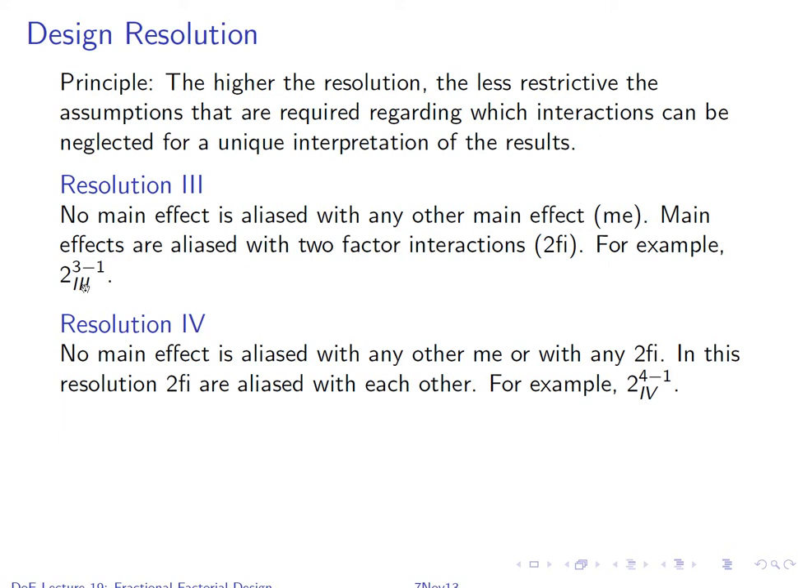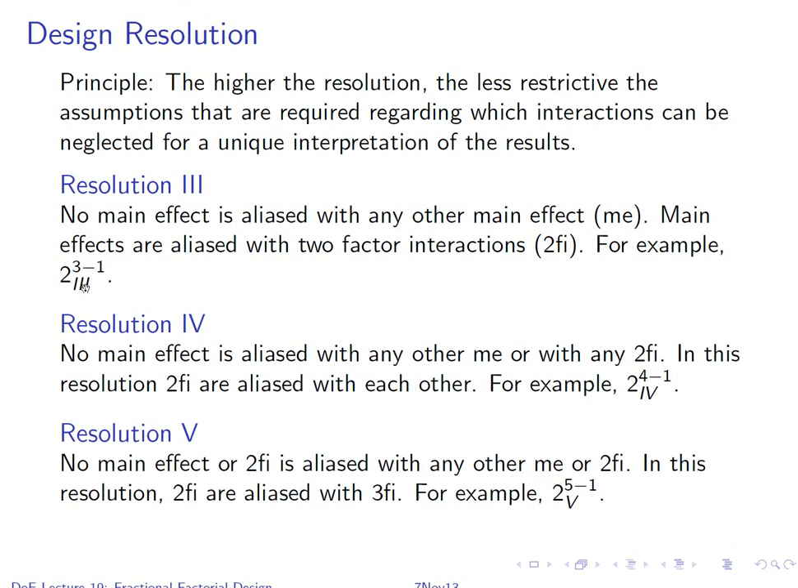But in a resolution 4 design, two-factor interactions may be aliased with other two-factor interactions. No main effect is aliased with two-factor interactions, so that could be nice if you want to measure only main effects. But two-factor interactions are aliased, and that you could live with if you're not interested or you believe that there is no two-factor interactions in the experiment you're trying to run. So the notation here has a subscript 4.